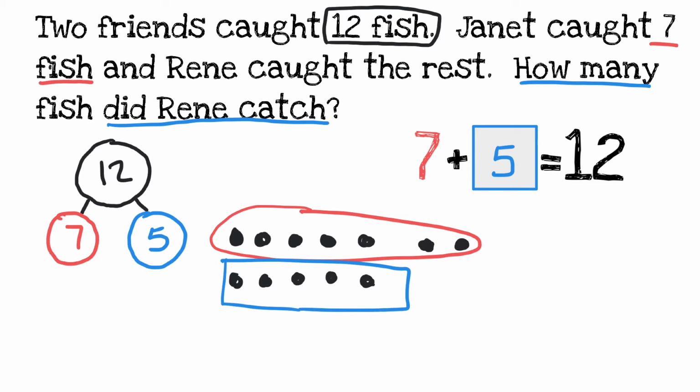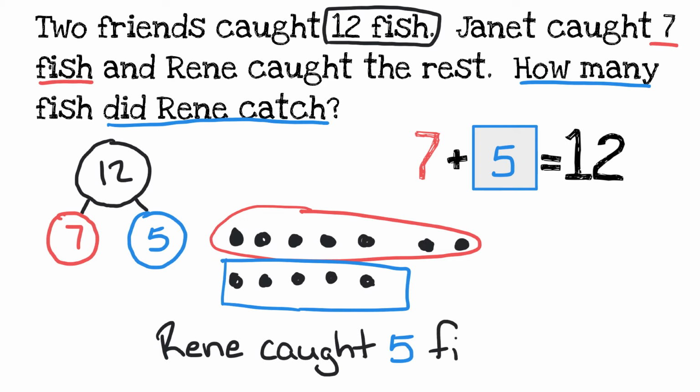Now we need to write out our answer. So let's do that right underneath here. So Renee, R-E-N-E-E, Renee caught, C-A-U-G-H-T. So Renee caught 5 fish, F-I-S-H. And then don't forget your period at the end.